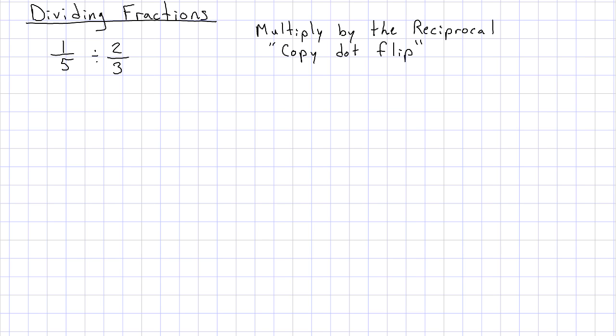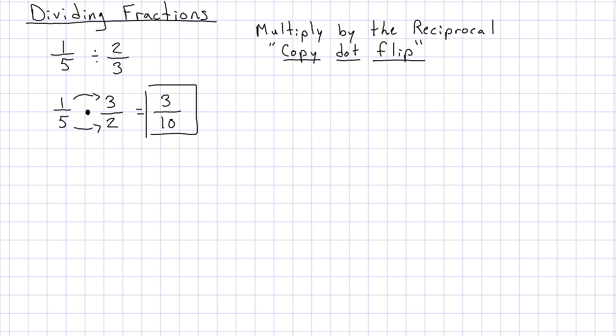So the process that we go through is we take the first fraction, we replace the division with a multiplication symbol, dot, and then we flip the second fraction. So instead of 2/3, I'm going to have 3/2. Once we've turned our division problem into a multiplication problem, in order to multiply fractions, I multiply across the top and multiply across the bottom. So 1 times 3 is 3. 5 times 2 is 10. So that's the process that we go through in order to divide fractions. And here we have 3/10 as the final answer.